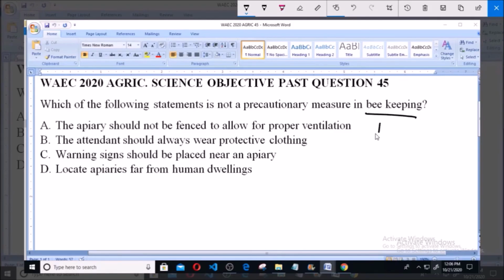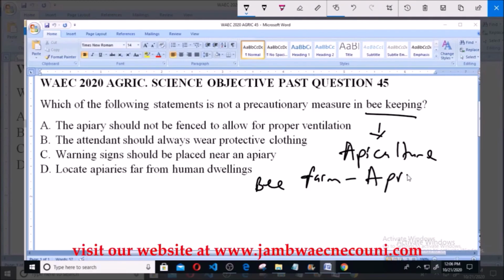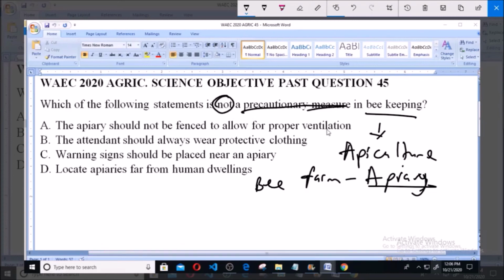So beekeeping is also known as apiculture. And the bee farm where the bees are grown is known as the apiary. So we are asked which of the following is not a precautionary measure in apiculture or beekeeping. Now option A says the apiary should not be fenced to allow for proper ventilation. Now this is false, okay? This is not a precautionary measure in beekeeping.